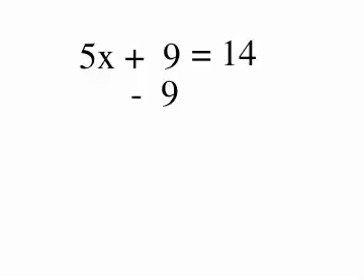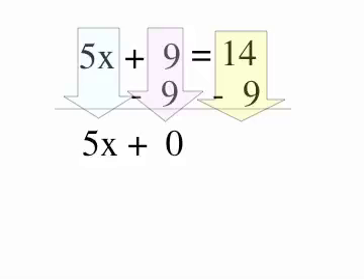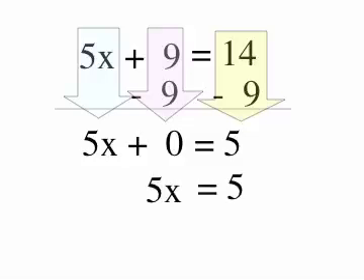To keep my equation balanced, I have to subtract 9 from the right-hand side. When I do that, I still have 5x on the left-hand side. Negative 9 and positive 9 add up to 0, so there's nothing else to add on the left-hand side. And 14 minus 9 gives me 5 on the right-hand side. Now you don't need to write out the plus 0 like I've done here. I'm just doing that to show you why it is that we would subtract 9 from both sides of this equation. So now we have 5x equals 5. We have the variable term, the 5x, all by itself on one side of the equation.